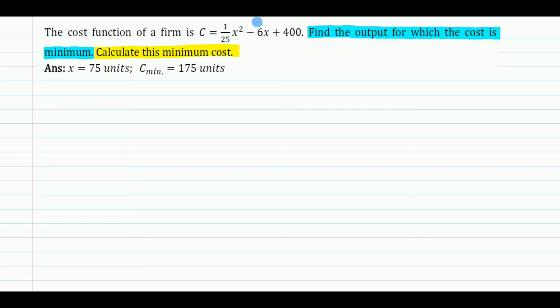So to get the minimum cost, we have to follow the steps of maximum and minimum values. What is our first step? Our first step is to find dc by dx. dc upon dx is equal to the derivative of c with respect to x. The derivative of 1 by 25 x square is 2x upon 25. The derivative of 6x is 6.